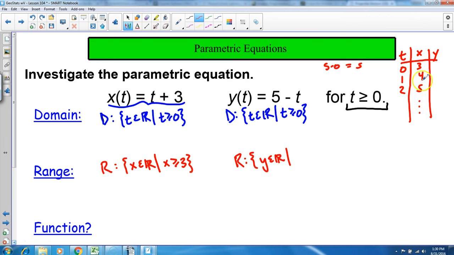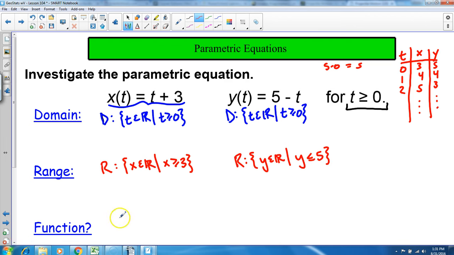So we can establish a pattern there. Plug in 0 for y of t, and we're going to get 5. Plug in 1 for y of t, you're going to get 4 and 3, and so on. So to finish up our range values here, our range values are going to be real numbers such that y is always going to be less than or equal to 5. You're never going to get anything greater than 5.